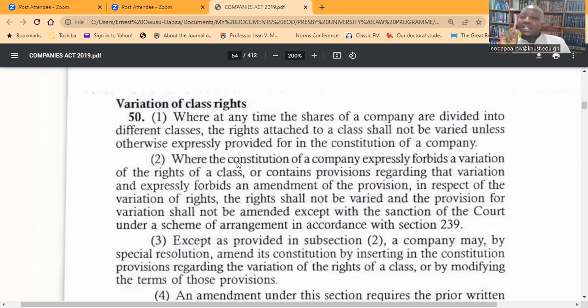So what is happening is that the change you want to make is not possible because the Constitution, for example, had forbidden it, or the Constitution is probably not allowing it or is silent on it. You go to court, you make the appropriate case to court under section 239, and then the court can give approval that despite the fact that the registered Constitution is forbidding amendment of provisions relating to class rights or not permitting variation of class rights, for this good cause which has been shown, the company is permitted to go ahead and vary the class rights. Now, this will be a special dispensation because it is being given by the court pursuant to a scheme of arrangement made in accordance with section 239. So let us keep that in mind.